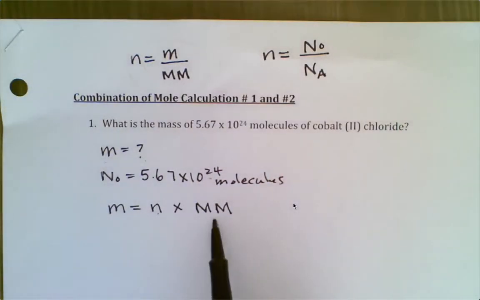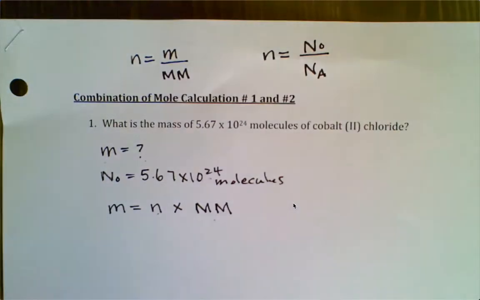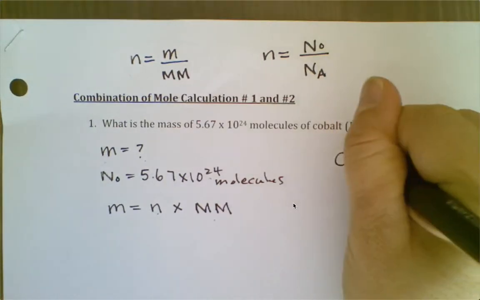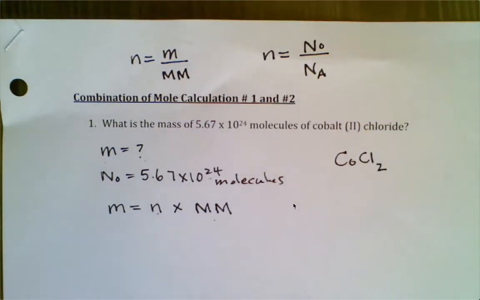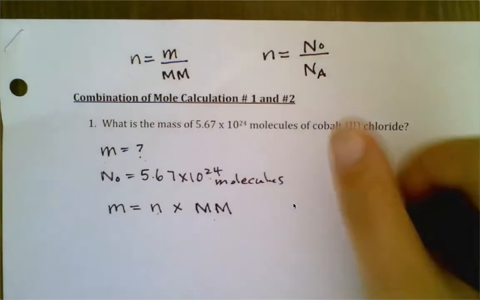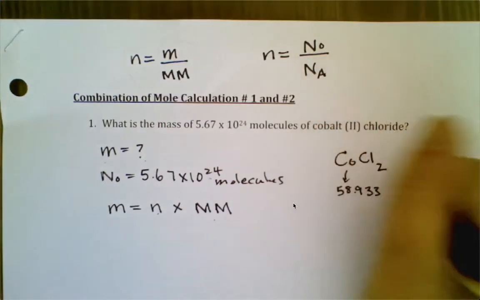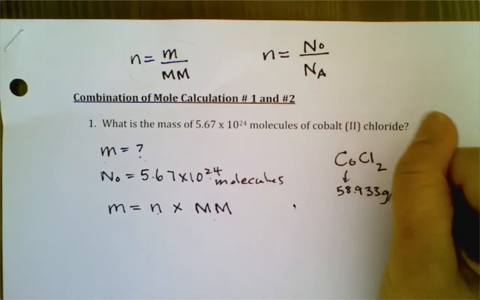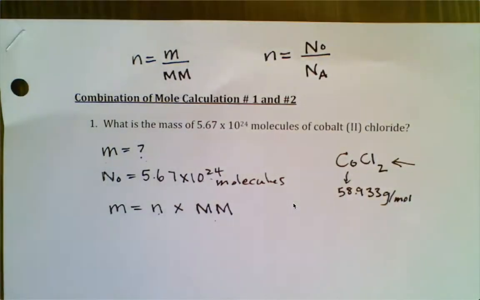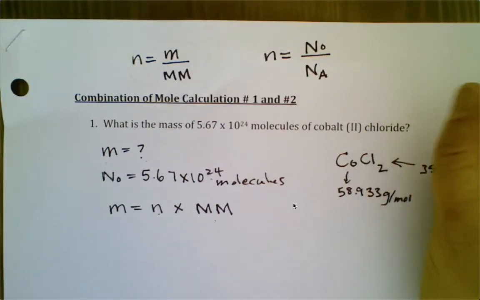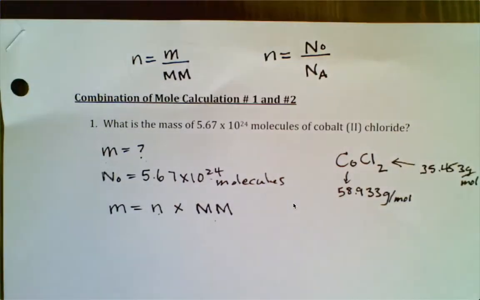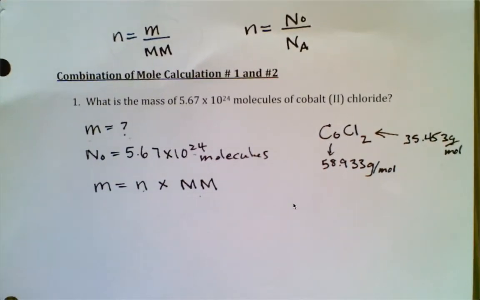I know that I can get molar mass of cobalt-2 chloride by going to the periodic table. Now, cobalt-2 chloride is CoCl2. And I know from the periodic table, when I take a look at the average atomic weight for cobalt, it is 58.933 grams per mole. And chlorine is 35.453 grams per mole. Because I have 2 chlorines, I would have to double that.